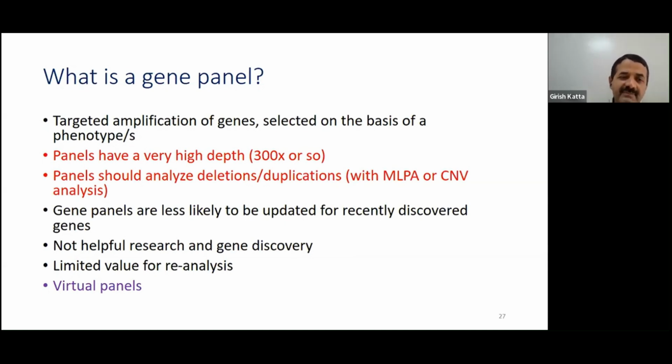Please beware of the virtual panel, where the labs do exome sequencing or Mendelian sequencing, and then they analyze only a few selected genes of your interest. This is called a virtual panel. The major drawbacks are that virtual panels may not have good coverage for the genes of your interest, and there may not be filling of those gaps by Sanger sequencing. So we need to check with the lab whether they really have a multi-gene panel or they do a virtual panel before you order a panel test.